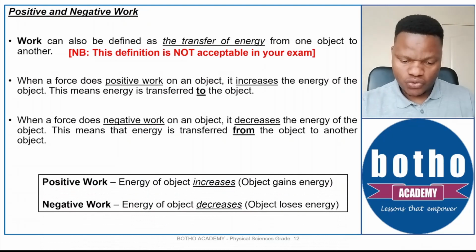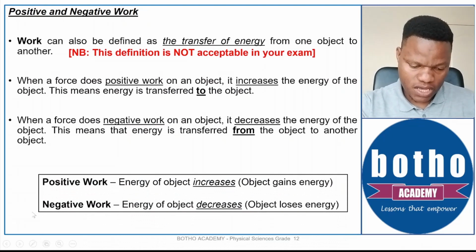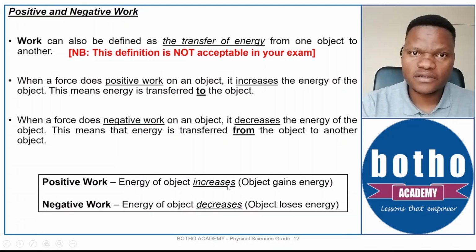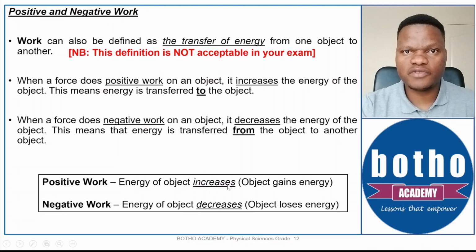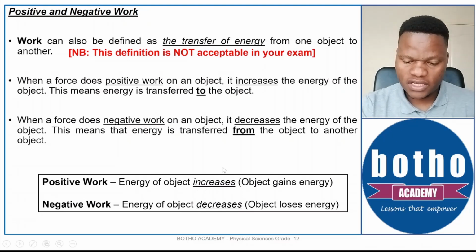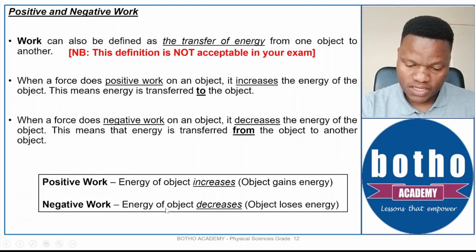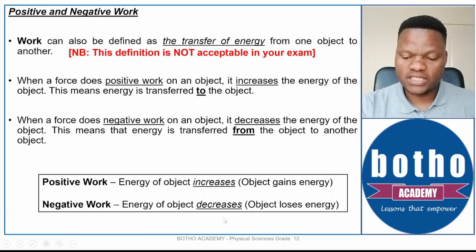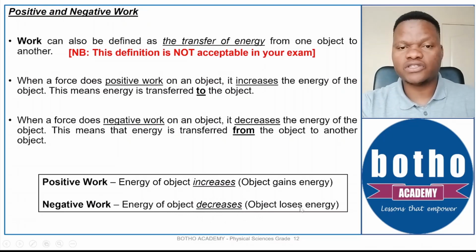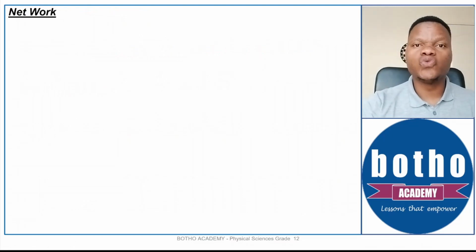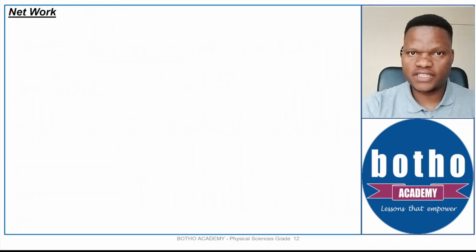Right. So just to wrap it up, at the bottom, as you can see there, positive work means the energy of the object increases. So if you apply a force on an object and the work done is positive, you're increasing the energy of the object. Therefore, the object gains some energy. If the work done on an object is negative, it means that the energy of the object is decreasing. Therefore, the object is losing some of its energy. Okay. Now let's move to the last part of today's lesson.